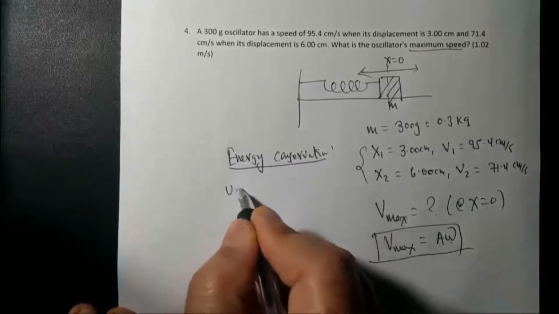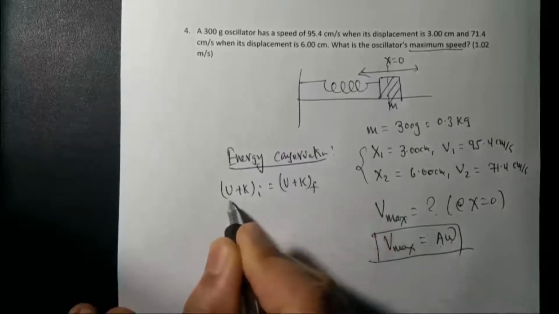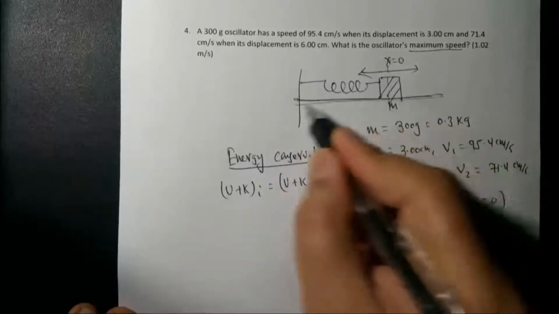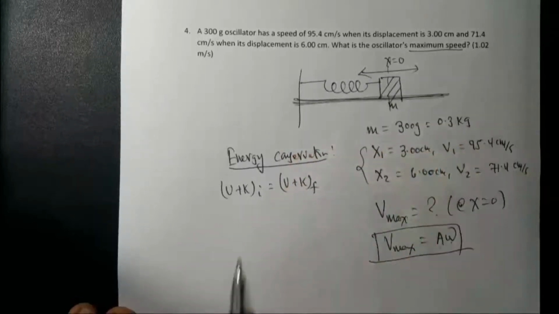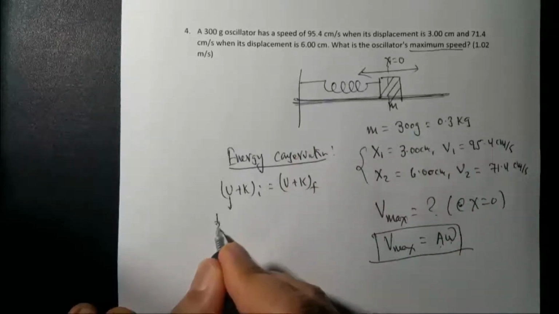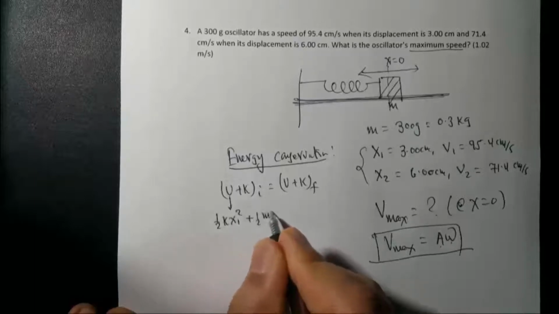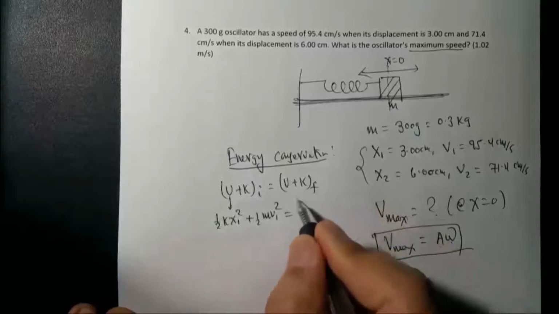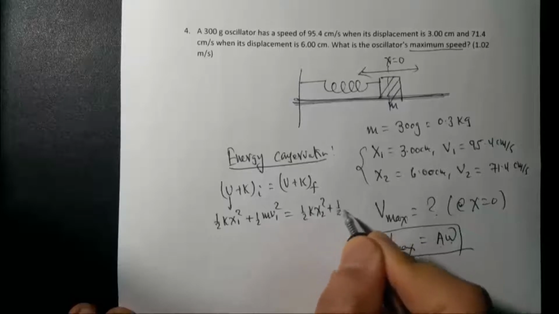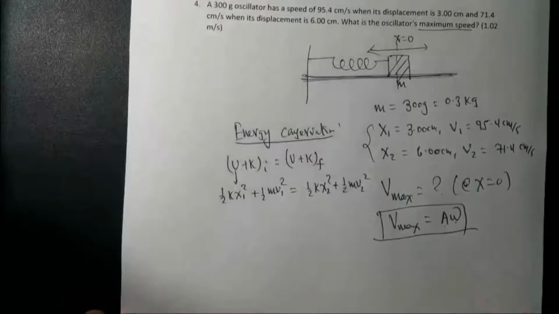You can see U plus K initial is U plus K final. Here there's no gravitational potential energy because it's oscillating on a frictionless horizontal surface. There's no friction as well. So U is the spring energy, 1/2 K x1 squared, plus kinetic energy 1/2 m v1 squared. Same thing on the final side: 1/2 K x2 squared plus 1/2 m v2 squared. That's the energy conservation equation.